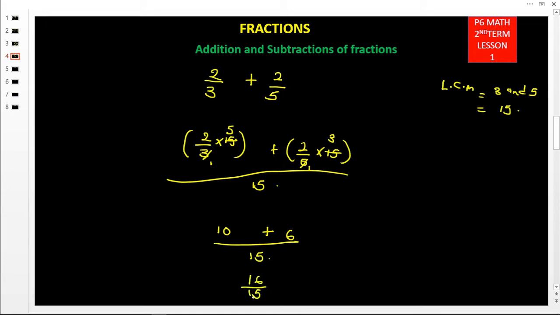Then we are not going to stop here, because we are having 16 out of 15. This means that this is an improper fraction. Remember, improper fractions give us what we call mixed fractions. So how many groups of 15 can we get from 16? We get 1, we remain with the 1. So this is going to be one whole number, 1 out of 15.